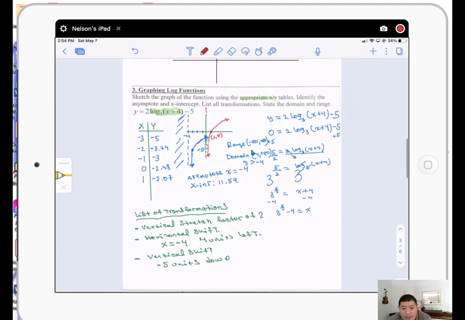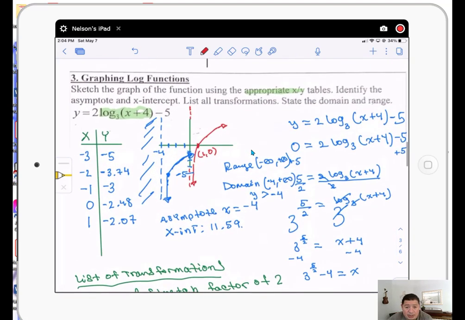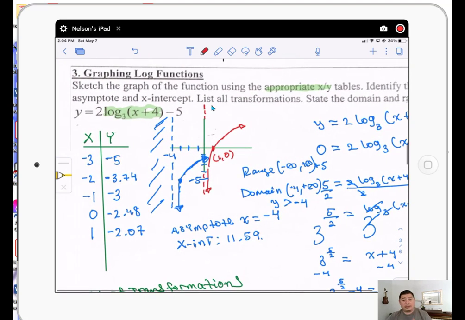Review this video, understand how to input a log function into your calculator. And I'm telling you, when it comes to your tests, it's going to be a lot easier.